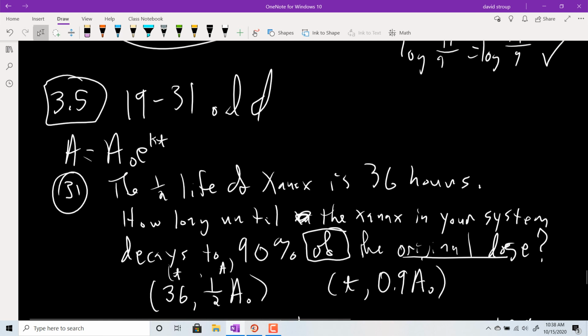Okay? And then you may need to have this formula memorized. I don't remember if I put it on the test.